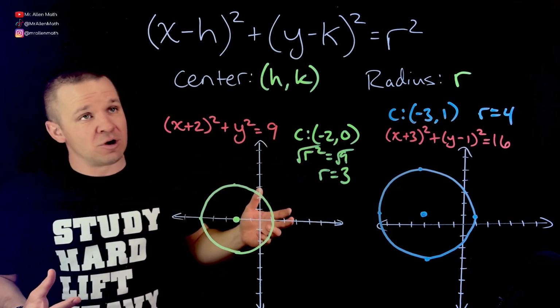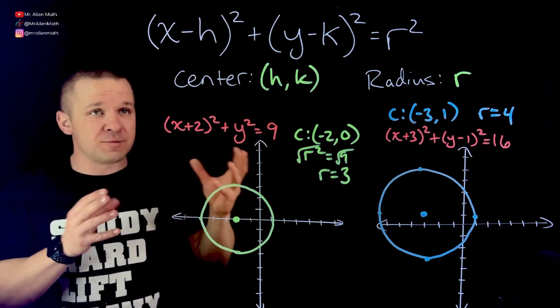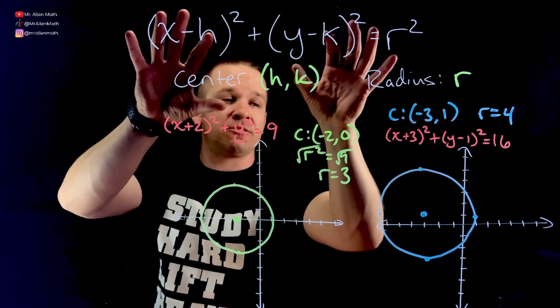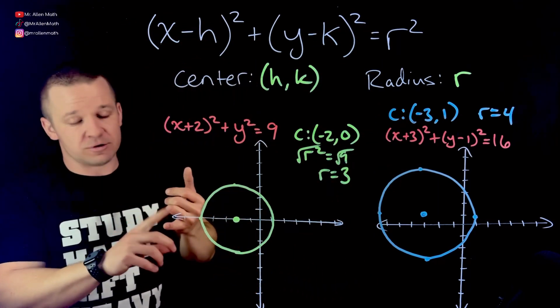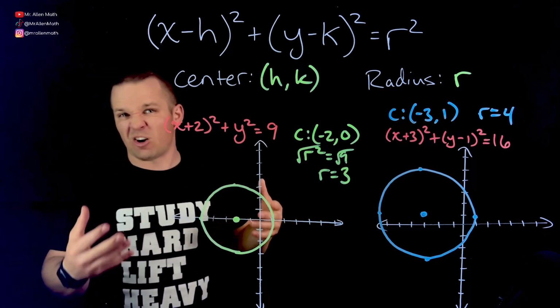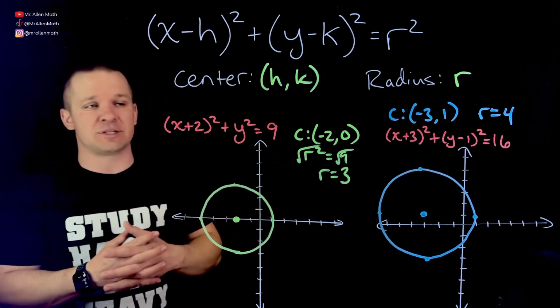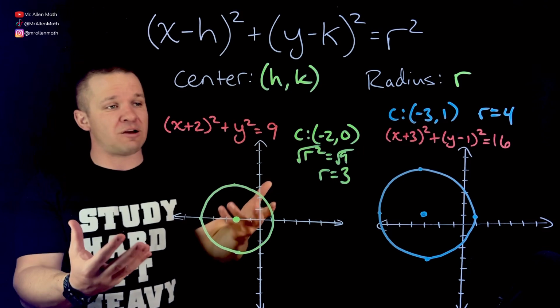That's about it, guys, with circles. So you may get them in different forms and stuff like that, but generally you want to get it into this form here so you can identify your center and your radius. There's things called completing the square that you're going to learn later on. I got videos on that as well to help you put it into that form to then graph it.